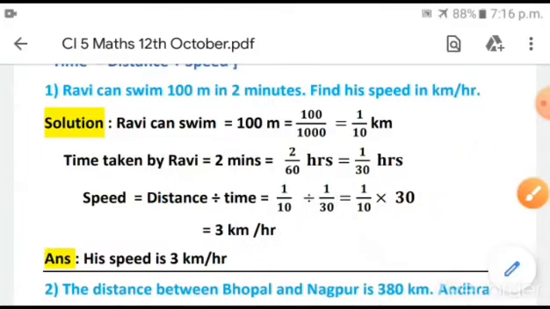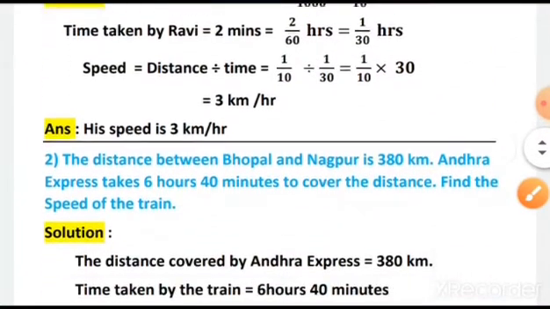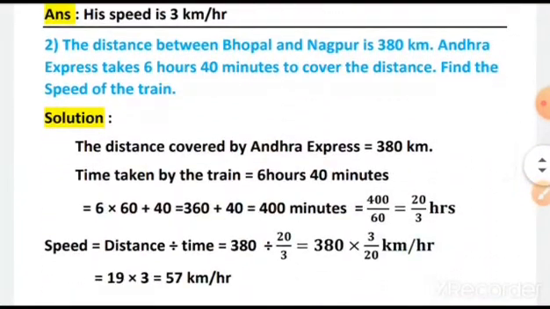I hope all of you understood. Now next sum. The distance between Bhopal and Nagpur is 380 kilometer. Andhra Express takes 6 hours 40 minutes to cover the distance. Find the speed of the train. So here we have the solution. We will write the distance covered by Andhra Express, which is equal to 380 kilometers. The time taken by the train is 6 hours 40 minutes.